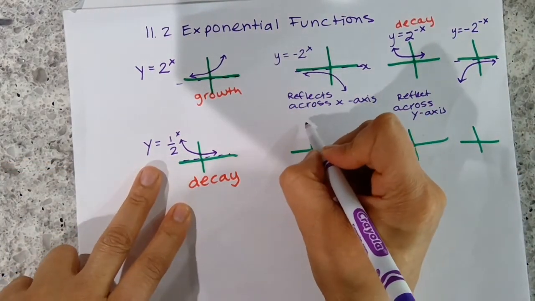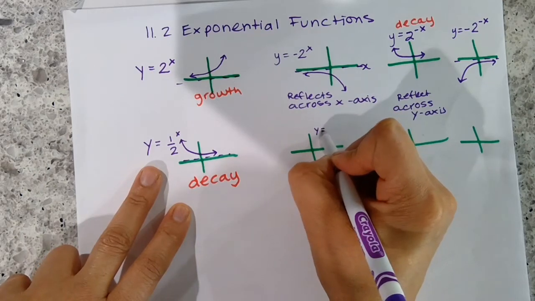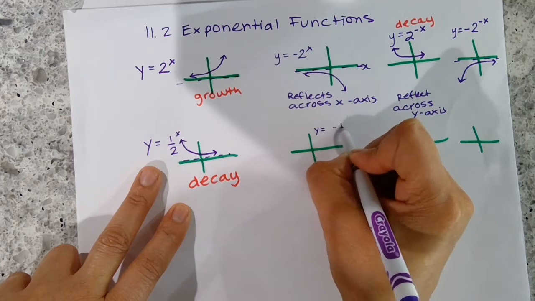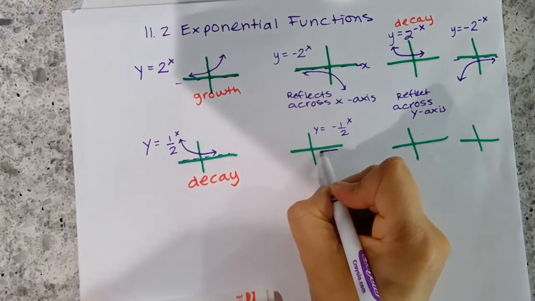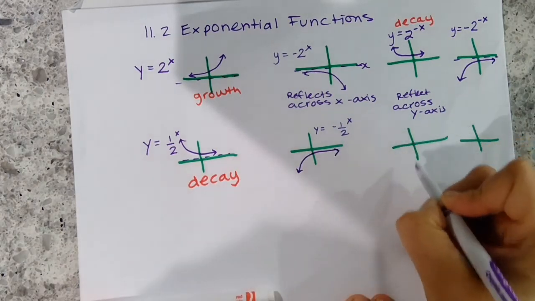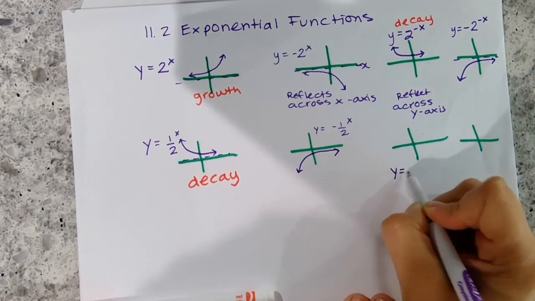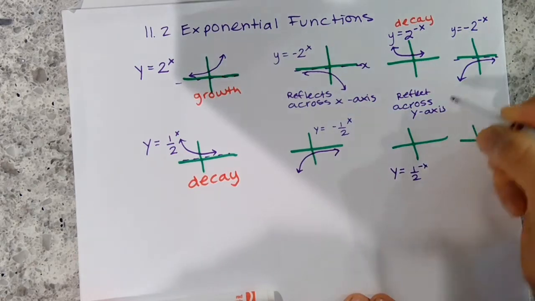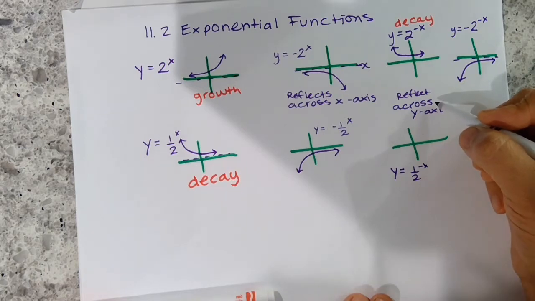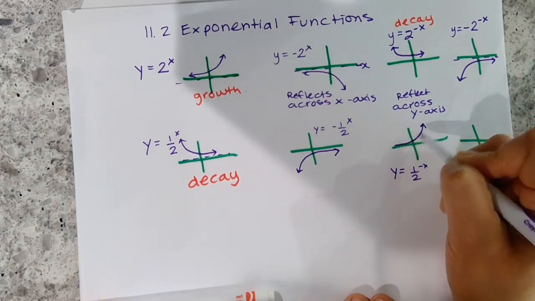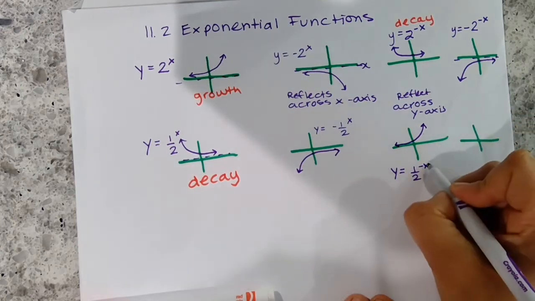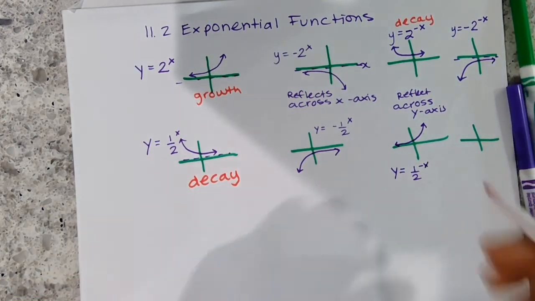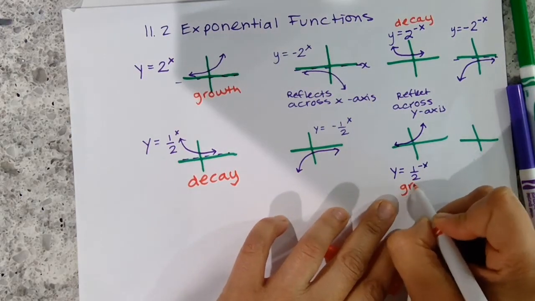If we add a negative to that, so y equals negative 1/2 to the x, what's that going to look like? That's going to reflect it open down. And then you have y equals 1/2 to the negative x. That's going to reflect it across the y-axis. So when you have a decay and you have a negative exponent, it changes the decay into growth. So this is actually exponential growth.